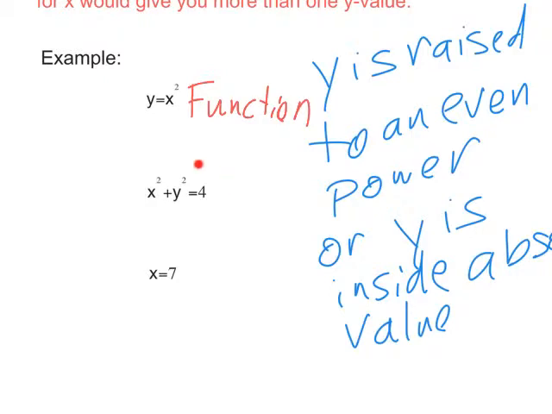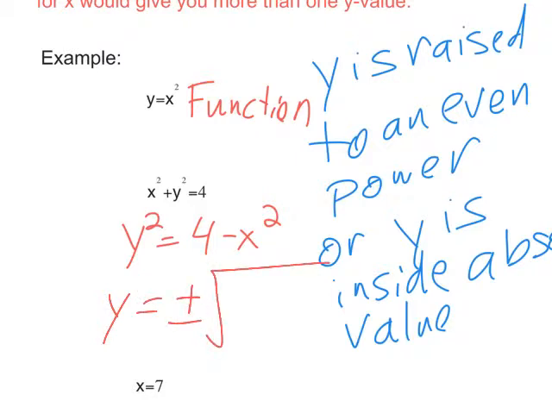Let's look at our next one here. Now this one's got that y squared like I was talking about right here. Y is raised to an even power. That's going to be a problem, okay? And let me show you why. First of all, let me see if I can move this down a little bit so we've got some more room. If I solve this for y squared is equal to 4 minus x squared. And then if I do the square root property, okay, taking the square root of both sides of this equation, here's what I get. I get y is equal to plus or minus, remember, square root of 4 minus x squared.